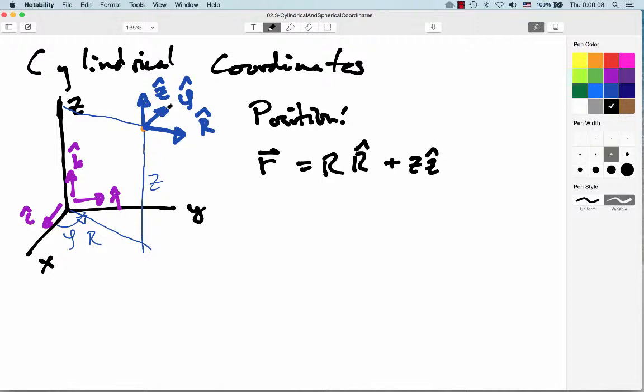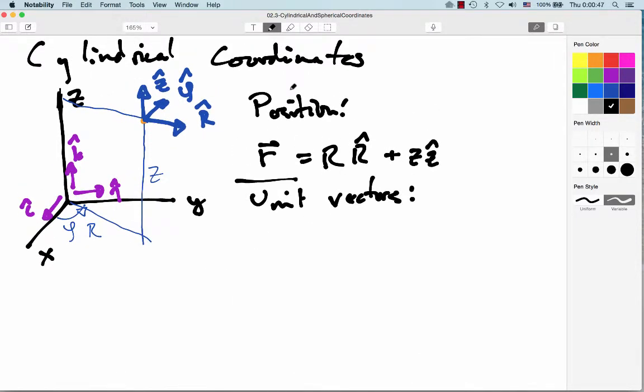It'll never have a contribution from phi hat because it doesn't make any sense for a position. Our z hat just gets me up to where I need to be. R hat points me away from the z-axis, and remember the unit vector changes direction depending on where you're located, so it always points the way you need it to. Okay, so we want to compare our unit vectors with respect to Cartesian in case you need to go back and forth between the two.